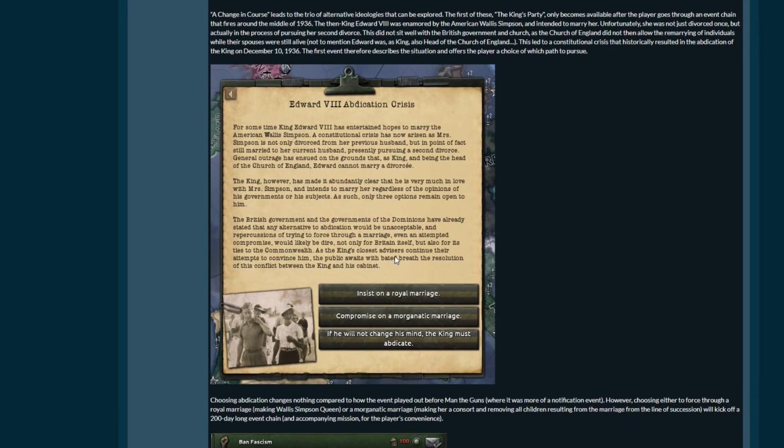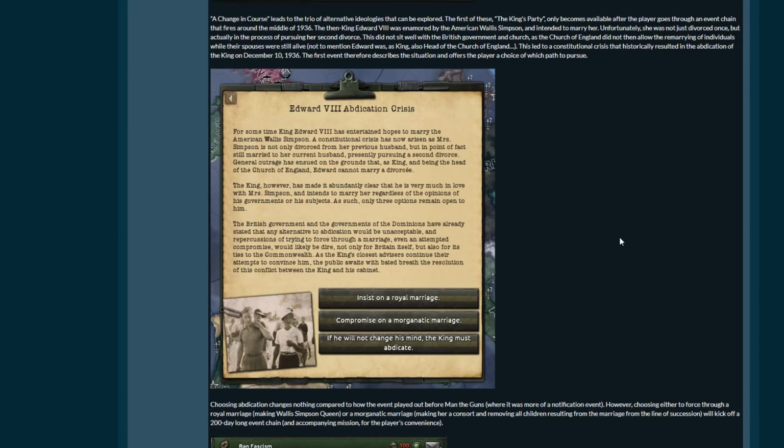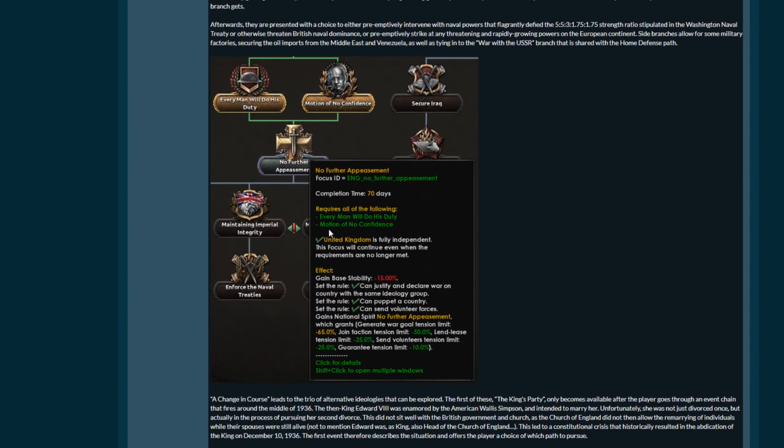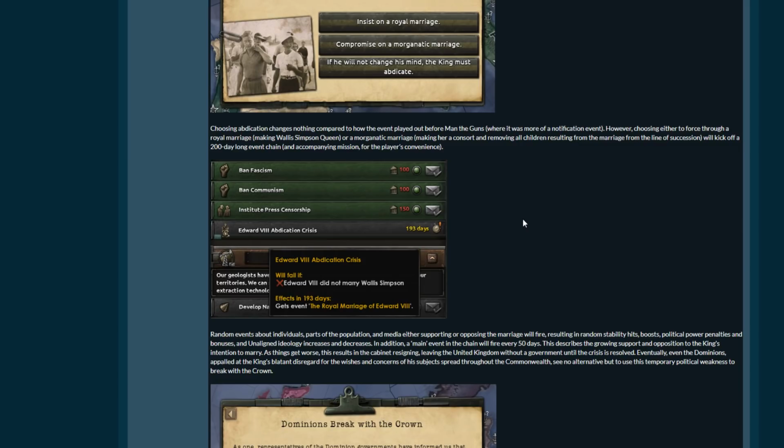This is another instance of where you're trying to change the monarch. I wonder if this is underneath this part of the focus sheet, or this is the fascist route. I'm not 100% certain.